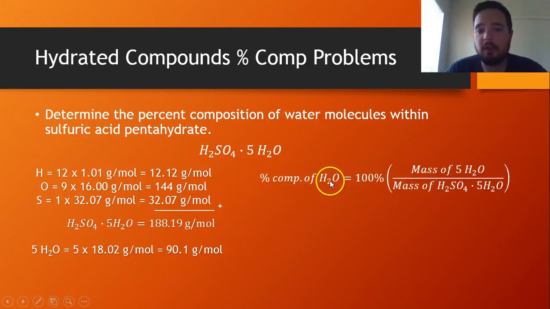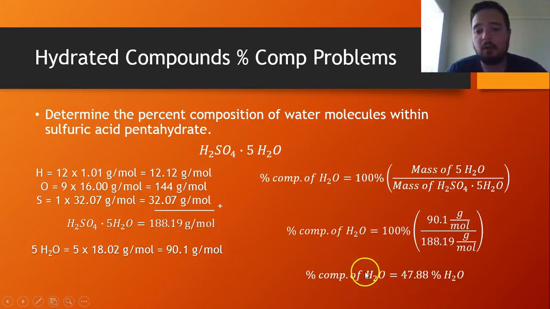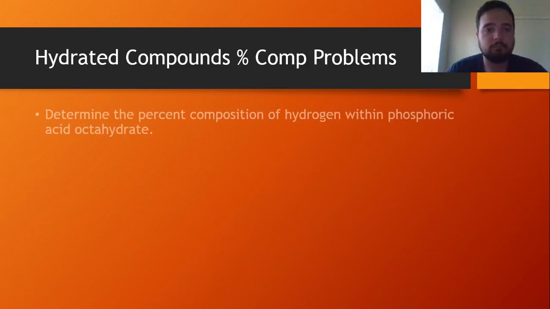So then the percent composition of H2O is 100 times the part I'm trying to figure out, which is the 5H2O, divided by the mass of the entire compound itself. So percent comp of H2O is 100 times the 90.1 grams per mole that I solved down here, divided by the molar mass of the entire sample, which is the 188.19 I solved here. So the percent composition is 47.88% water. Out of this entire compound, water makes up practically half of the mass. So water can be a very big deal depending on how many waters are attached to a particular compound. We'll do another one.